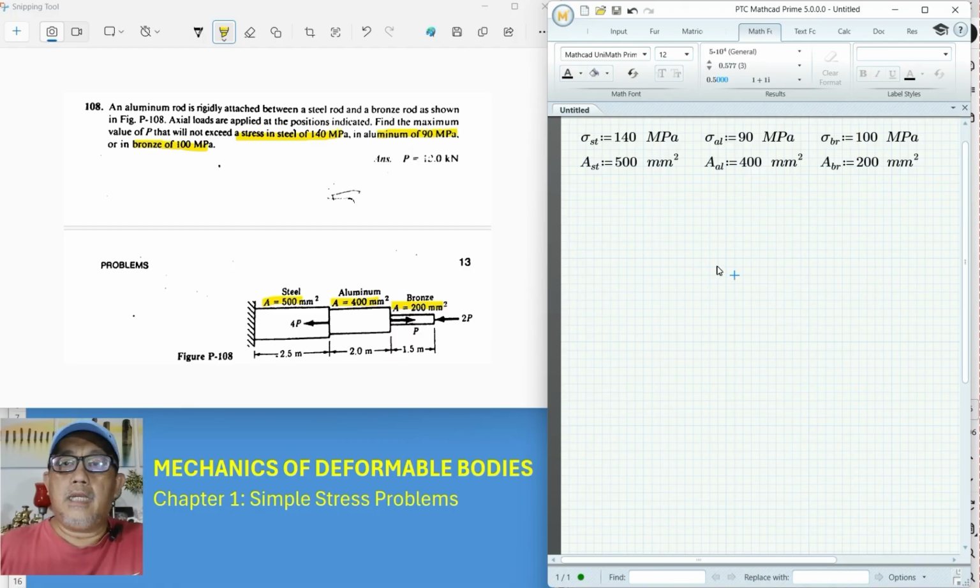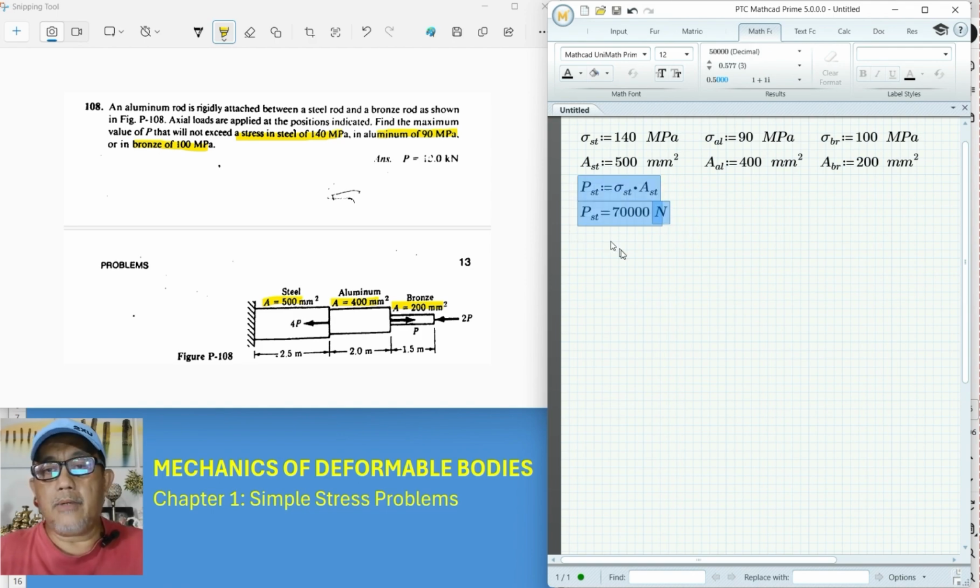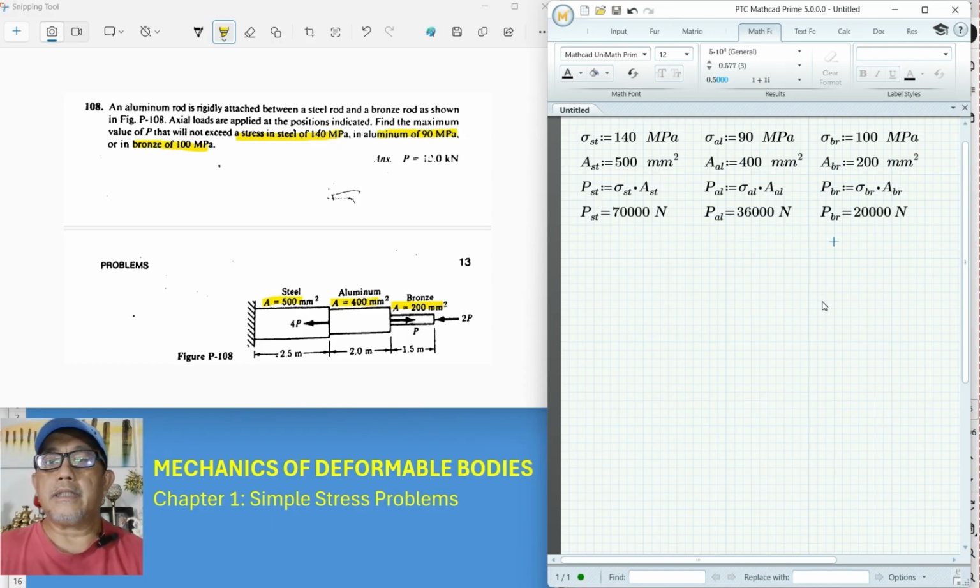Since we're given the area and the allowable stress, we can also determine the allowable internal force that each material can carry. For example, for steel, this is equal to the allowable stress times the cross-sectional area. So our steel rod can carry up to 70,000 newtons. So P sub ST is 70,000. By the way, this is the allowable internal force that the steel can carry, so it should not exceed 70,000 newtons. We'll do the same for the other materials. We'll just change the subscript to AL, and we have the maximum internal force that the aluminum rod can carry. It's 36,000 newtons. And for the bronze, it's 20,000 newtons.